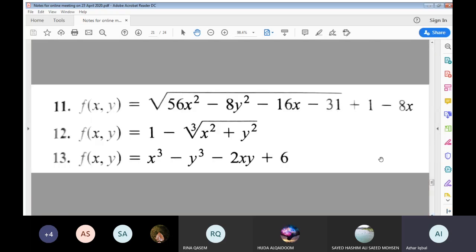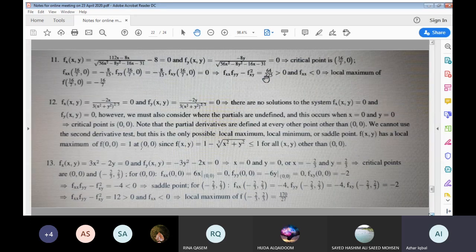Now we go to questions 11, 12, and 13. So the functions of 2 variables are given here. There are 3 functions. And in 11, 12, and 13, here are the solutions to those, and these are again following the finding of the critical points, and then, for instance in this one, the application of finding the discriminant and determining which kind of local minima, maxima, or saddle points they are.